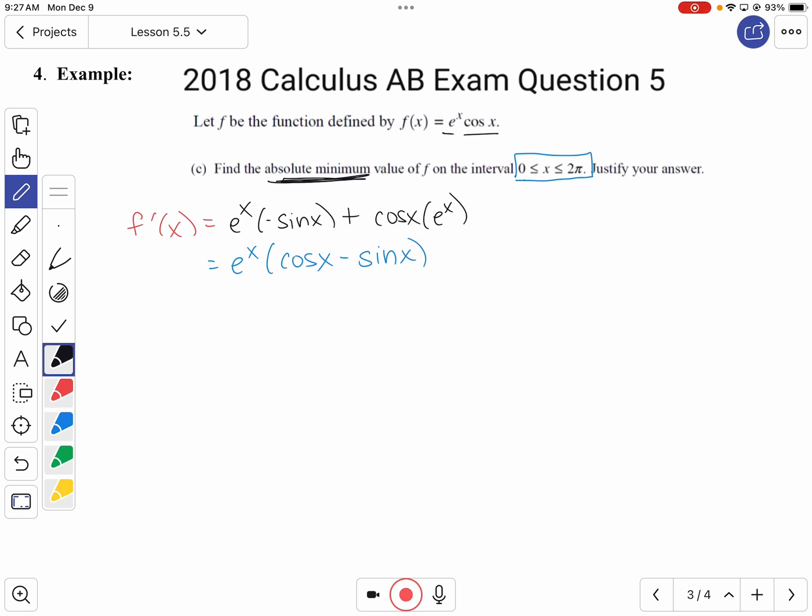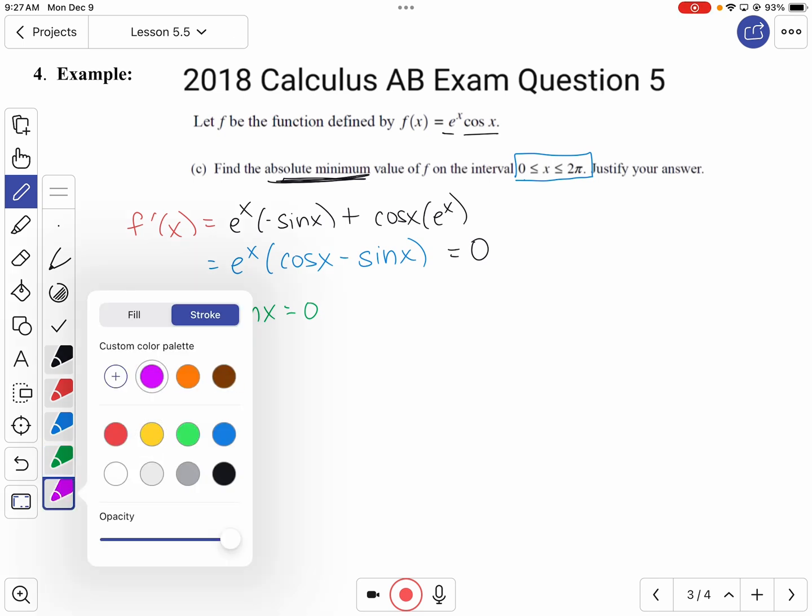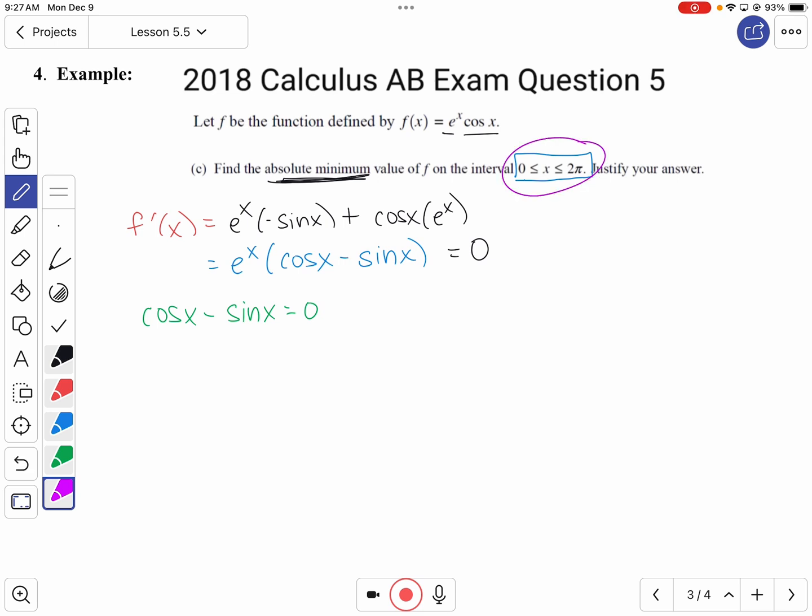Now we're going to set it equal to 0. Does e to the x ever equal 0? No. So I don't really have to worry about that piece. What I have to worry about is cosine minus sine equal to 0. We have to think about that a little bit because it's a trig equation that we're trying to solve. There's no identity that we can use to rewrite one in terms of the other, but what if I move it over? Remember, we're going from 0 to 2 pi, so 1 revolution around the unit circle. Where is cosine equal to sine?